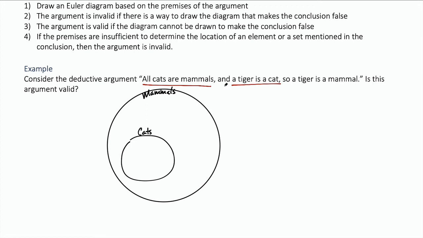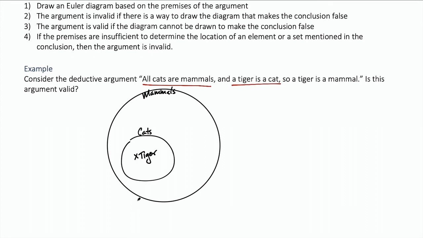The next premise: a tiger is a cat. In other words, this says, where does tiger go? Tiger goes in the cat circle. So here's tiger. Now a tiger is a pretty specific thing, so I'm going to go ahead and just put a little X there, and that is my tiger.